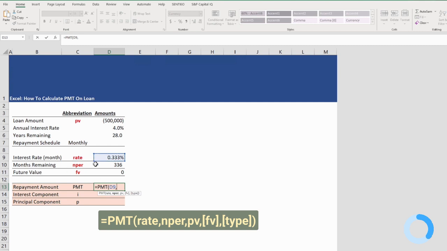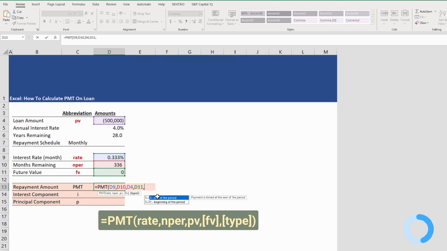The number of periods, again, we're not going to use the number of years remaining. We're going to use the number of periods remaining. Periods being monthly, so 28 multiplied by 12 is 336. The present value, that's the amount that we currently owe, 500,000. And the future value, which you don't really need if you've got these three other values, but I'm going to include it anyway, is $0, which we are expected to have paid off by the end of the loan term.